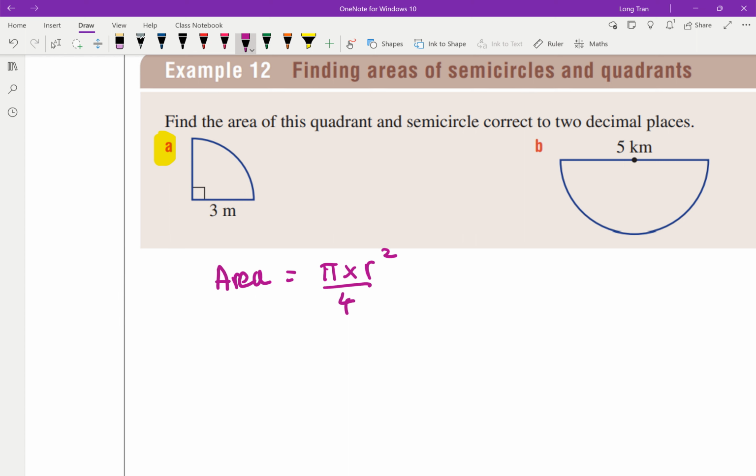Why did he say... listening? Shh. Why did he say pi r squared divided by 4? Someone explain to me. Yes, Logan. It's a quarter of a circle.